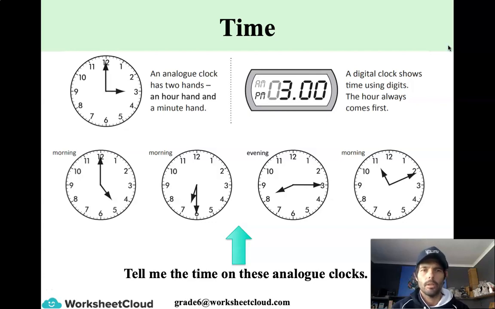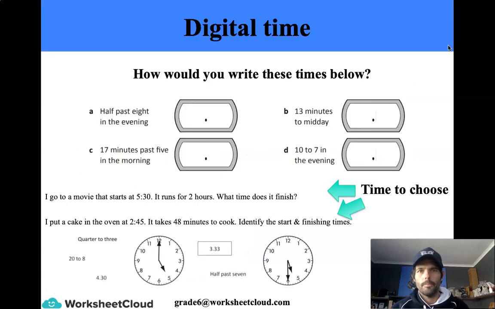Okay, so that's just a little starter for you, just to get your head around analog and digital times, and how many minutes each number represents, and what the long hand is and what the short hand is. Let's move on and see what we've got next.